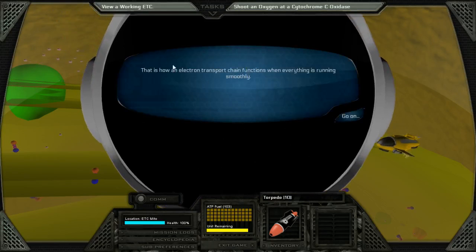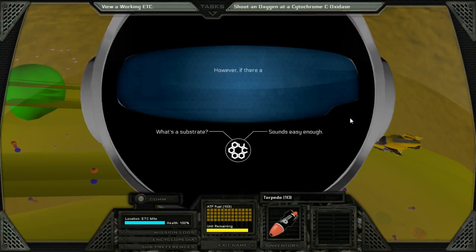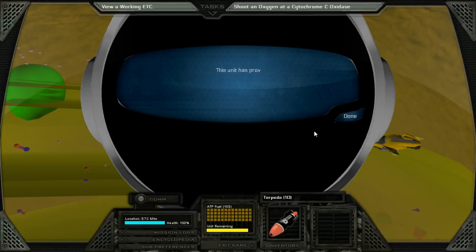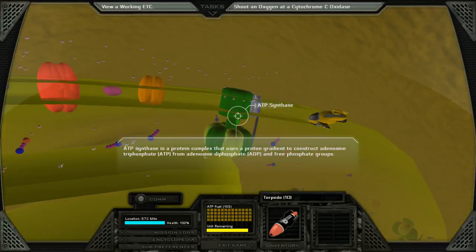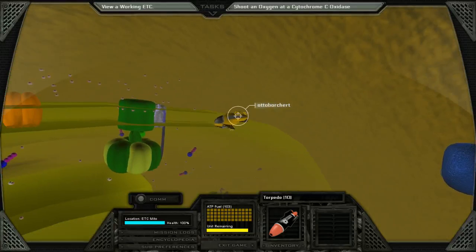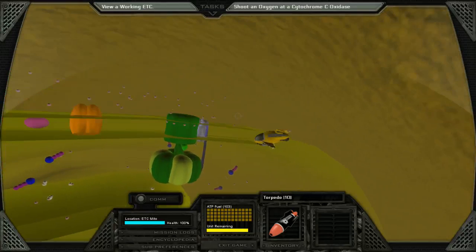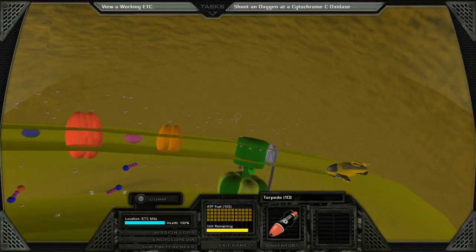We've seen the process. The robot says, okay, we've done that. And now it introduces us to the concept of experimentation. This is where molecules impact against the electron transport chain, and we see whether it works or not. Sounds easy enough. It's given us an oxygen, but in this case, we're joined in the mitochondria by a fellow developer, Otto Borkert. I believe he is ready to fire an oxygen as well.